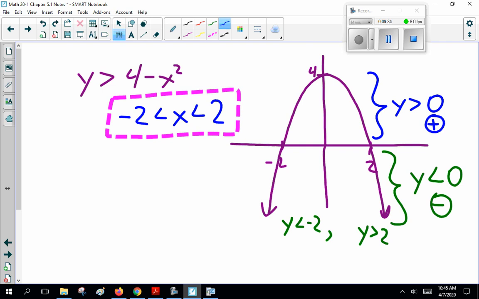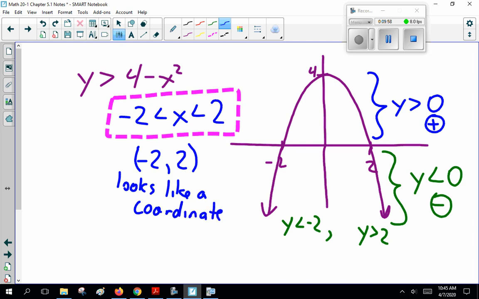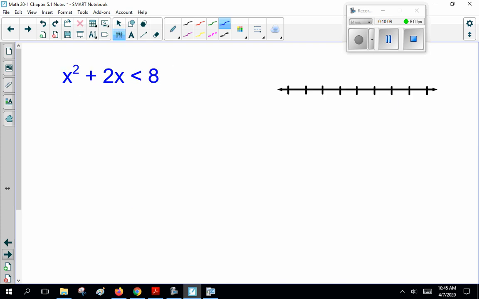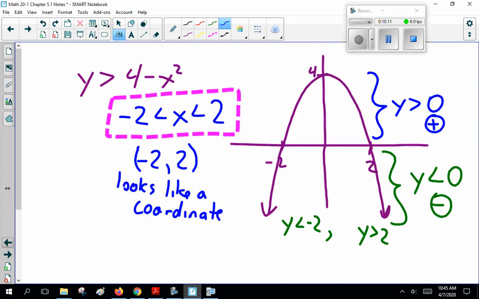All right? Now, one little thing. If you go on looking at other videos, people get lazy and don't write it out this way. They might write minus 2 to 2 in round brackets like that, but that looks like a coordinate. Don't do it that way. I'll try not to do it that way in this class, but sometimes we do that in Math 30. Okay? Now, so if you can draw the graph and look at where it's positive or negative, it works.